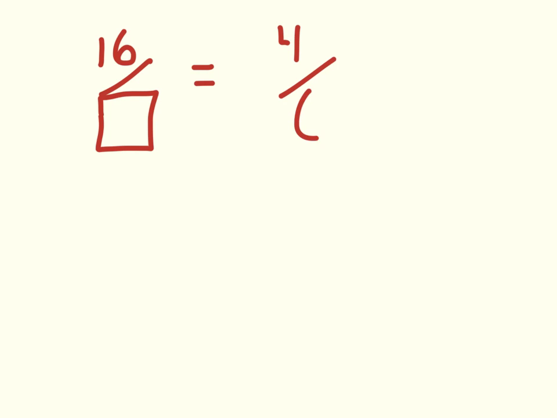Alright, if that was too easy for you, get ready for this doozy of a question. 16 blank is equivalent to 4/6. This is a tough one. Well, what we have to ask ourselves is, how do we get from our numerator of 16 to our numerator of 4? We probably didn't multiply, so we must have divided.